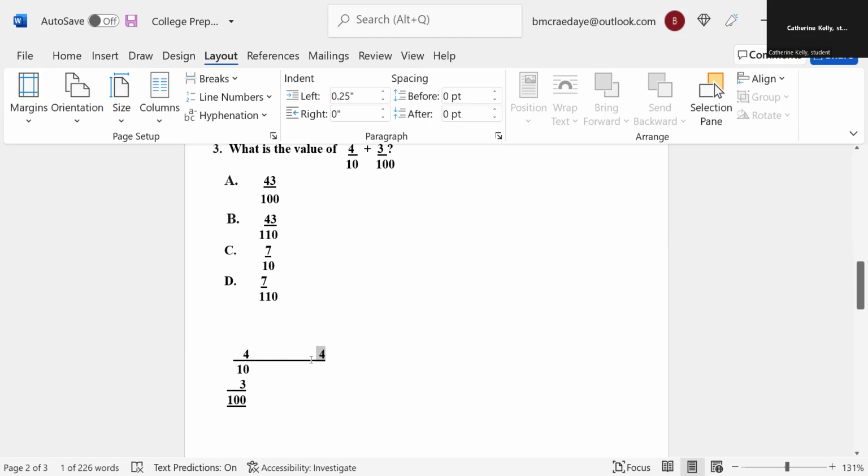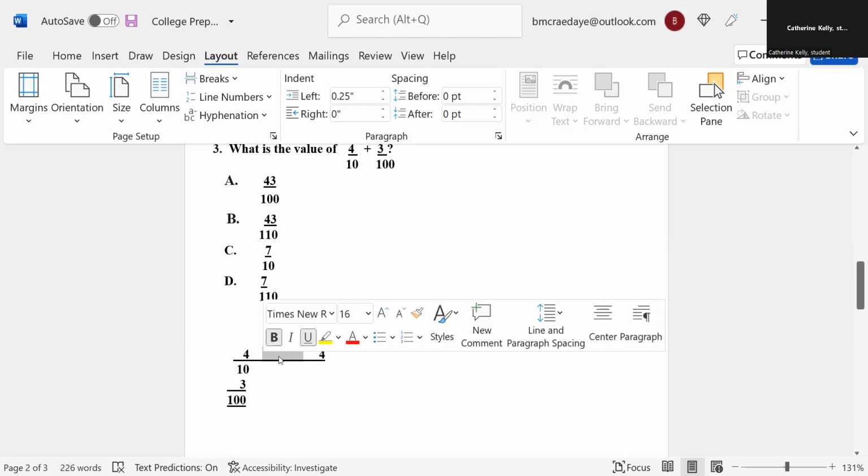And we don't need to line that for it. Let me just take that out.